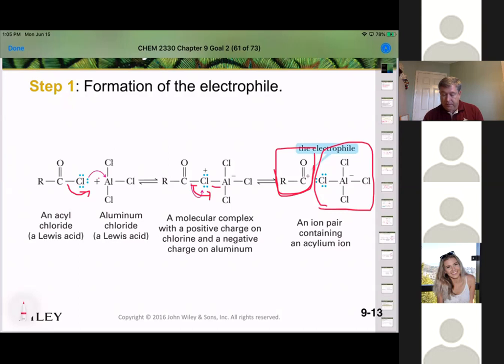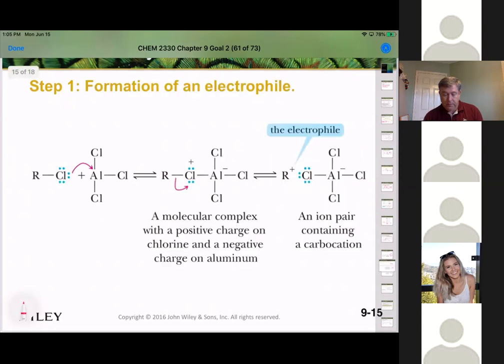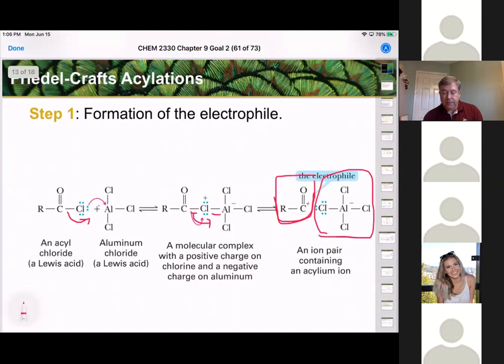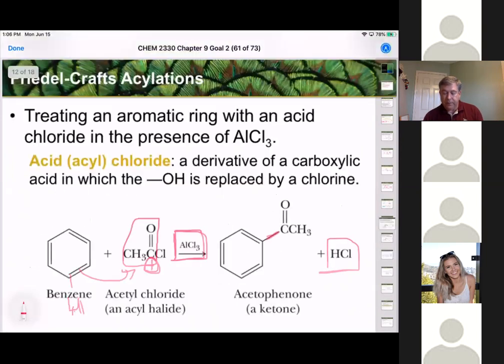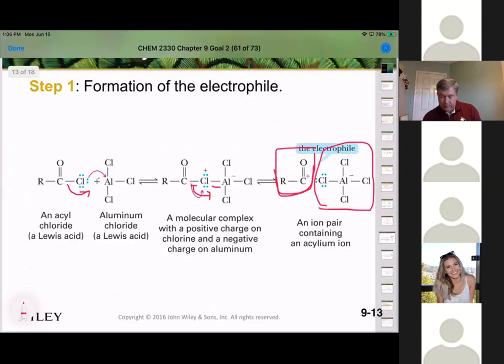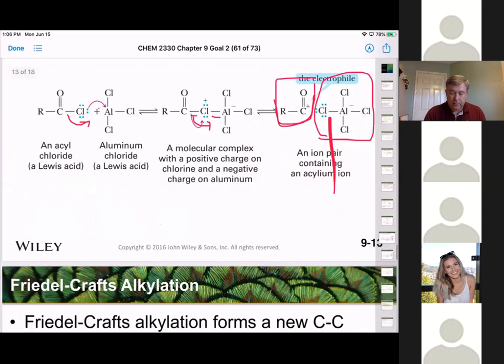Let's see, that should be the next one. Okay, so let's go step by step again, proving to ourselves what's going to, whoa, wait. That's one step too far. Let's see if I can get it to go this way. There we go.